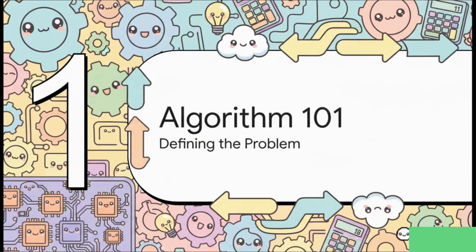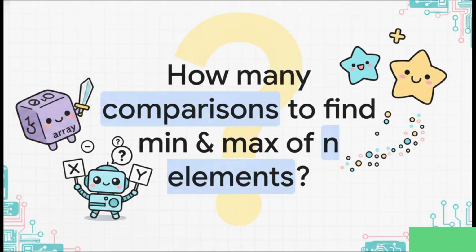All right, Section 1. Welcome to Algorithm 101, defining the problem. So, I want to pose this fundamental question to you, the class. What does it actually cost us, computationally speaking, to find these two extreme values? Think about it. If you have an array of, let's say, 1,000,000 random numbers, you need to hunt down the absolute largest number and the absolute smallest number. In computer science, we measure the cost of this whole operation by counting the number of comparisons. Basically, every single time the computer has to ask the question, hey, is x greater than y?